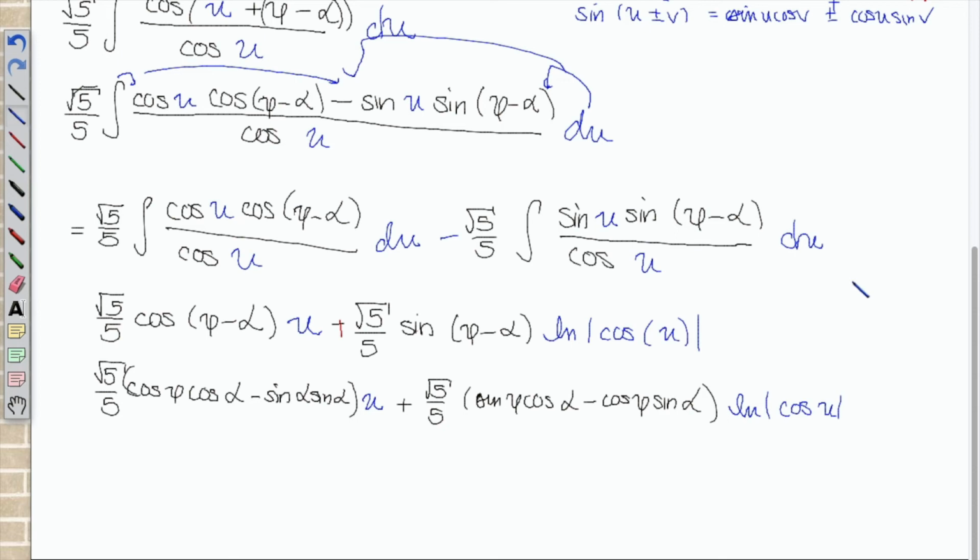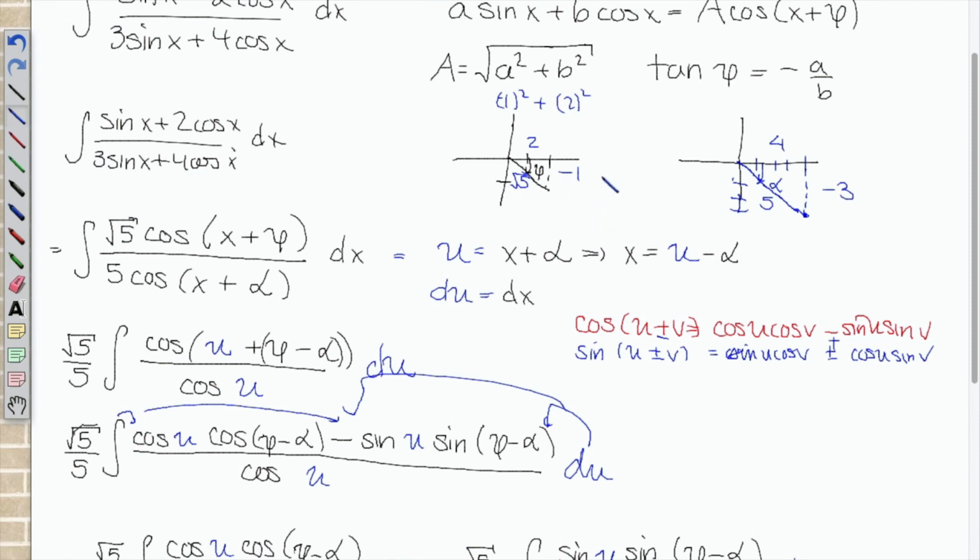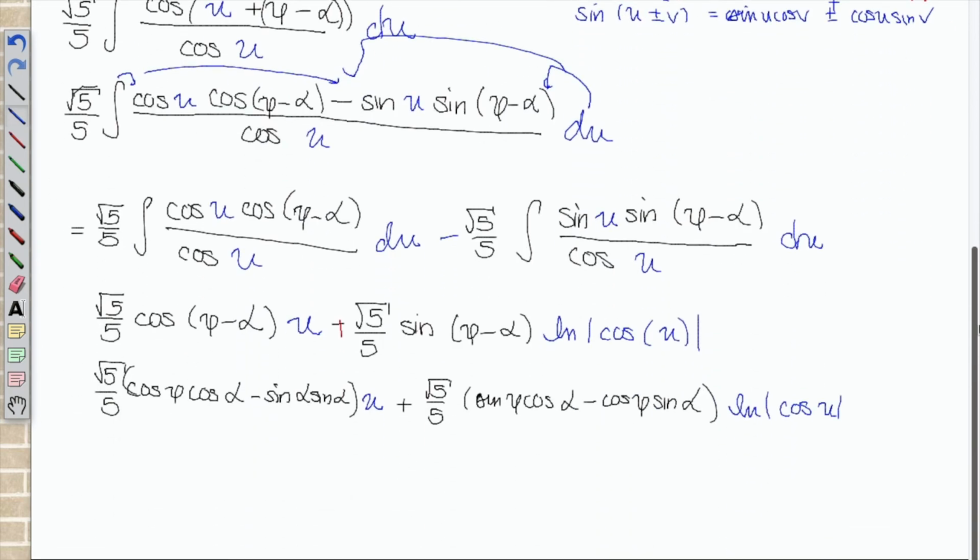So we know the values of cosine phi and sine of alpha from our triangle here at the top. We can see here immediately that cosine of phi is 2 divided by square root 5. Cosine of alpha is 4 divided by 5. And then we know from here sine of phi is negative 1 divided by square root 5. And we know from here sine of alpha is negative 3 over 5. From that, we can plug these numbers into the equation.